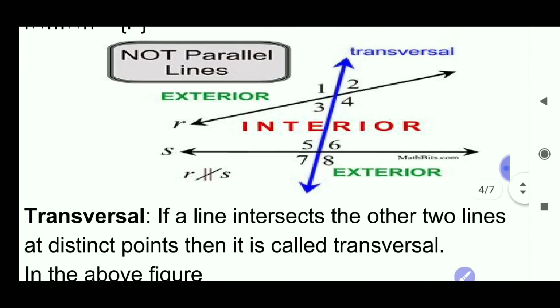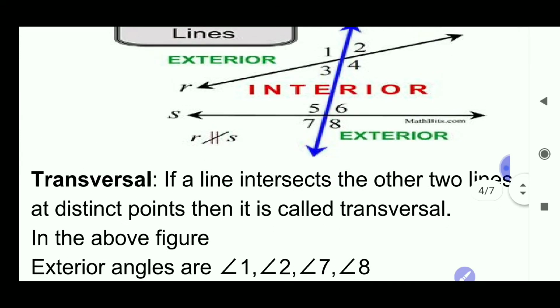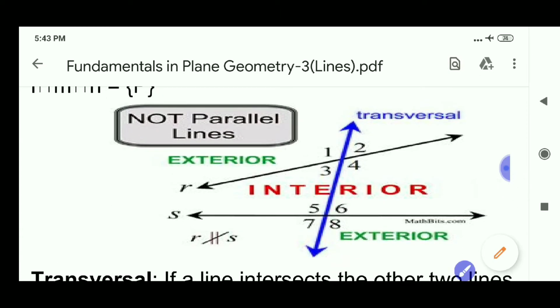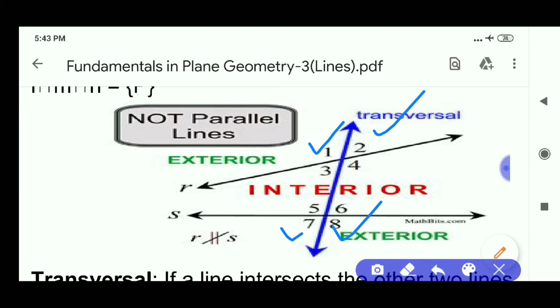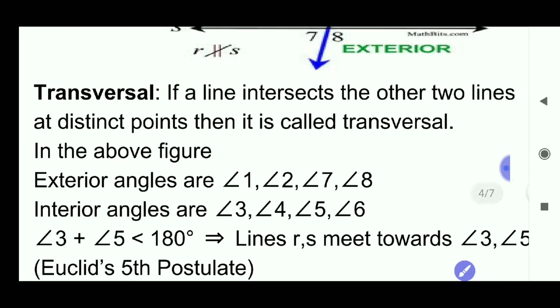In the above figure, angle 1, angle 2, angle 7 and angle 8 are exterior angles. When there is a transversal, the number of angles will be 8. Observe the figure carefully. In those angles, 1, 2, 7 and 8 are called exterior angles and 3, 4, 5 and 6 are called interior angles.